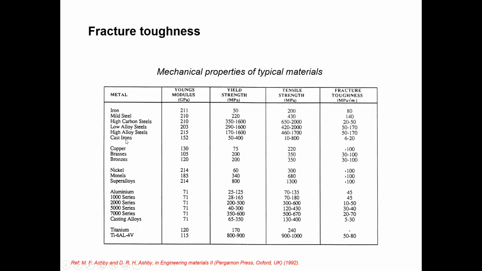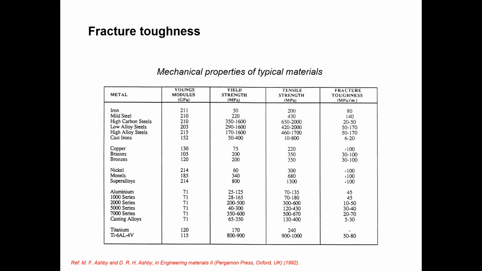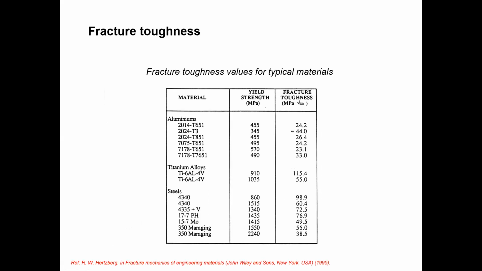So this is the actual data, the actual values for the fracture toughness. You can see here, this is the KIC value for each material. Separately, you can see other mechanical properties also mentioned here, Young's modulus, yield strength and tensile strength. But now we know what the fracture toughness is. There are different materials here, steel and aluminum. That's a different categorization, but you can see the fracture toughness.